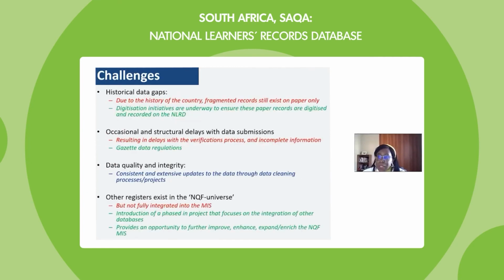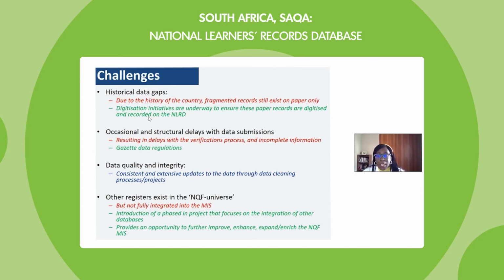Some of the challenges that we've experienced in developing our systems, I think the very first one is our historical data gaps. With our history, there was fragmented record keeping that existed prior to the existence of the NQF. So currently, we still have paper records, and records stored in other formats that are not digital, that need to find their way to the MIS. To date, SAQA has digitized about 1 million of these, but we are constantly looking for opportunities to continue with digitization initiatives to further enrich the NLRD.